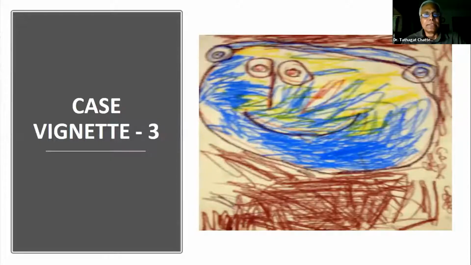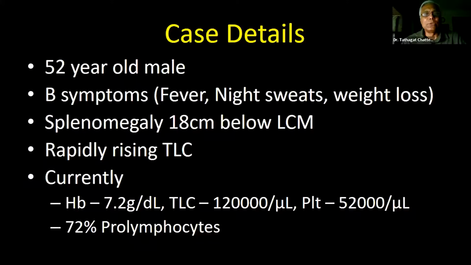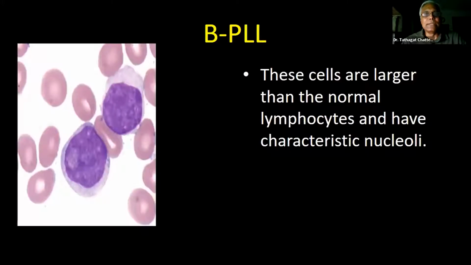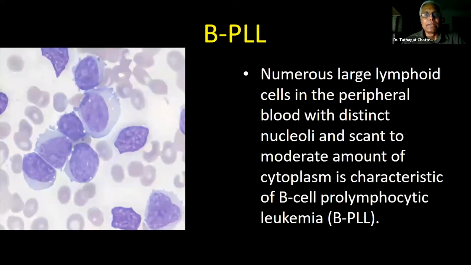The third short case is a 52-year-old male with these symptoms: huge splenomegaly, rapidly rising TLC, hemoglobin 7.2, TLC 1,20,000, platelet 52,000. Now 72% prolymphocytes. Incidentally, this term is no longer used now. This is a B-PLL case, larger than normal lymphocytes with characteristic nucleoli. Numerous large lymphoid cells in the peripheral blood with distinct nucleoli.